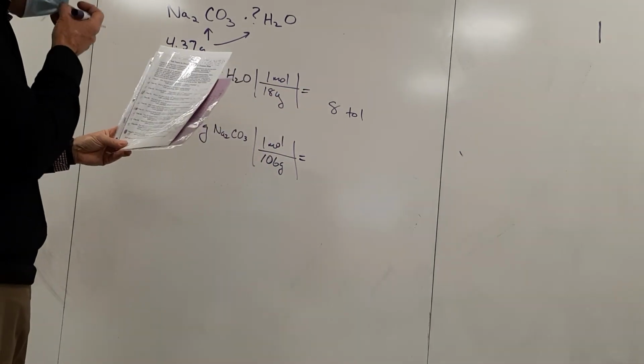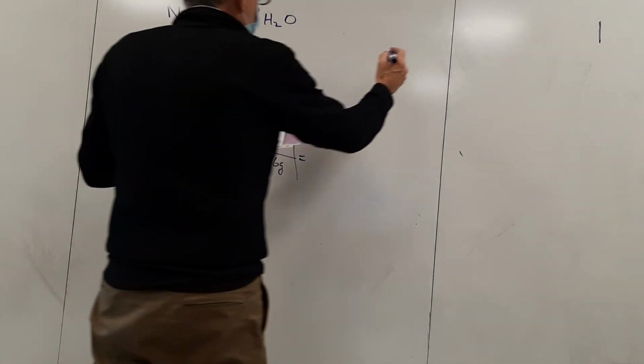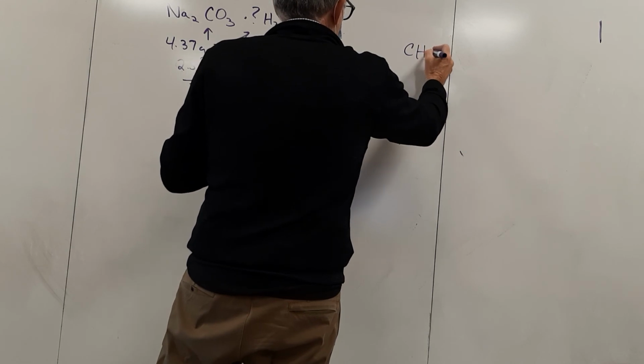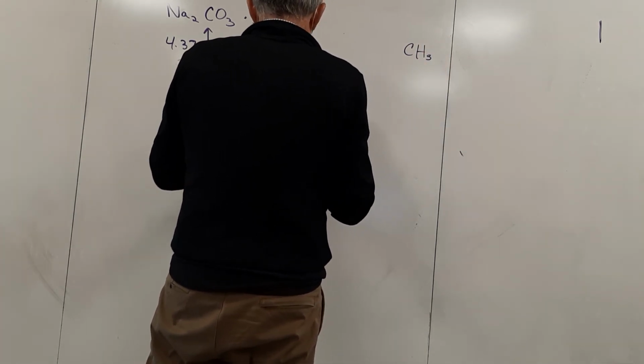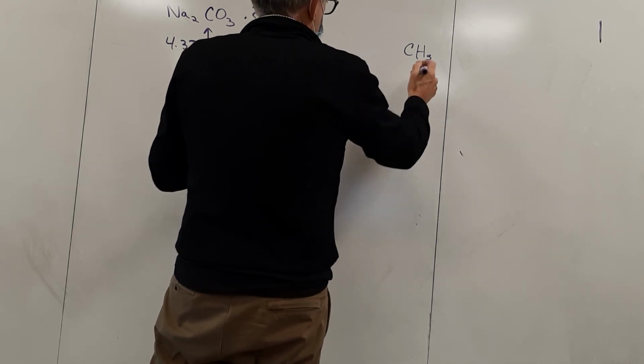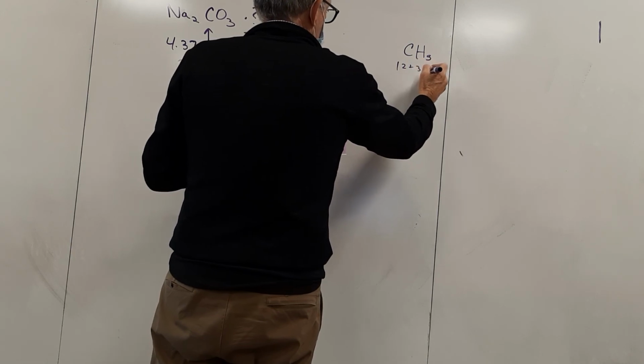And then a compound is made of 80% carbon, 20% hydrogen. What is the empirical formula? You guys do that. It's got to be CH3. And what is the mass of that? The mass is 12 plus 3, which is equal to 15.